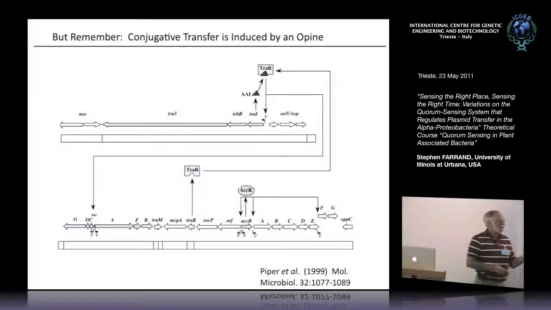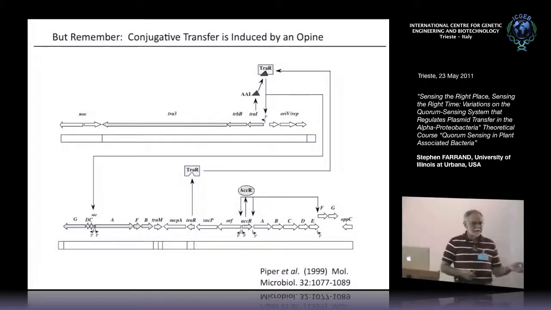So now we have to ask the question, what's the role of the opines? So how does the opine fit into this whole story? Remember, you've got to have the opines to turn on the system. Well, it turns out that for the Ti plasmids, it's very simple. In all cases that have been studied, TraR, which is this gene right here, is a member of an operon that is controlled by a transcription factor that controls other genes in response to the opines.